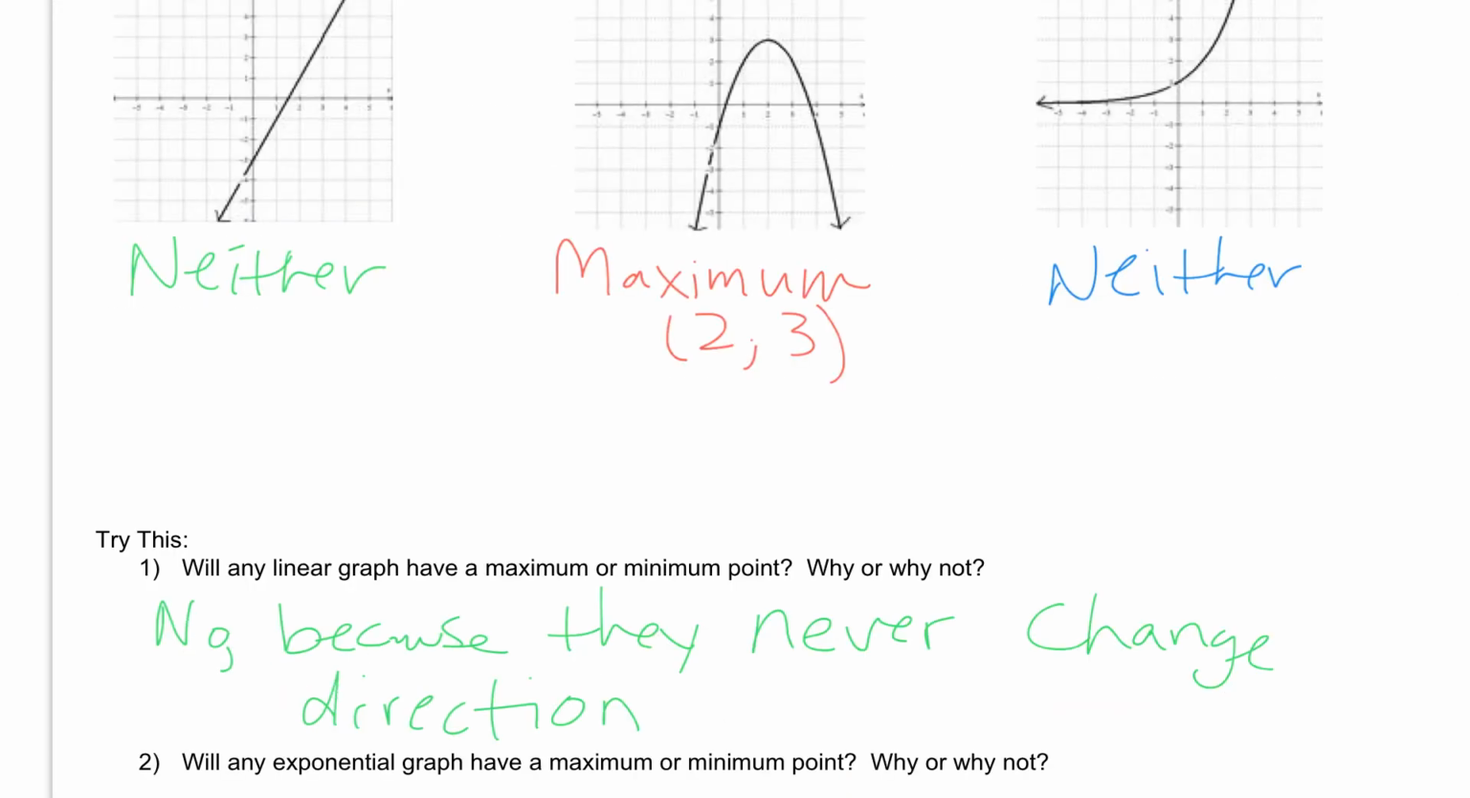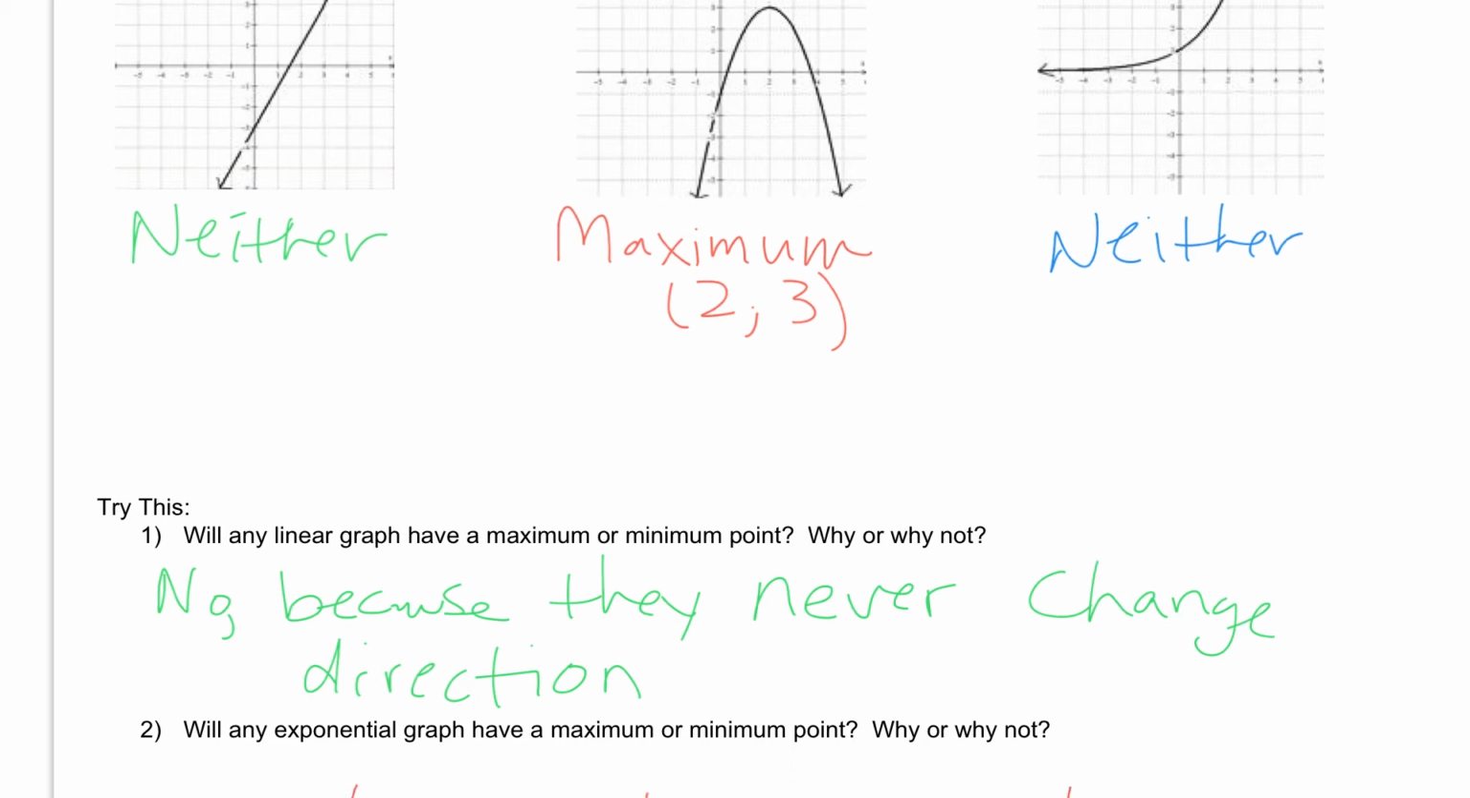If you answered the first question that said, will any linear graph have a maximum or minimum point, why or why not? So linear graphs are like our graph in letter A, our straight lines. And the answer to that should have been no, because they are never going to change direction. They're never going to go from increasing to decreasing or decreasing to increasing. So our linear equations will never have a maximum or a minimum point.